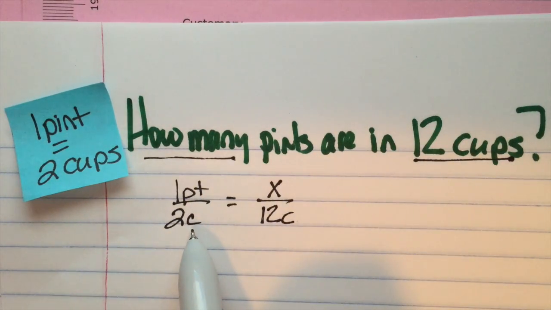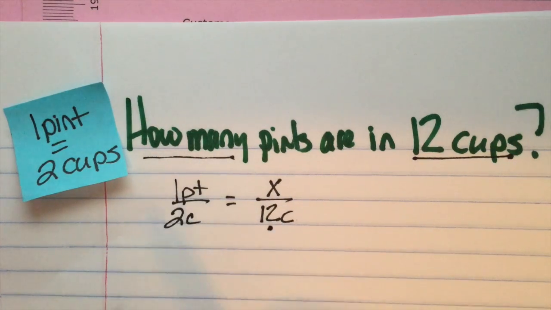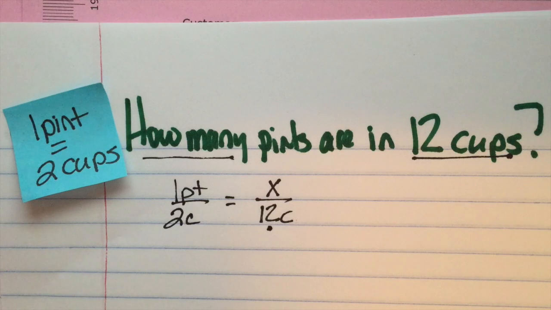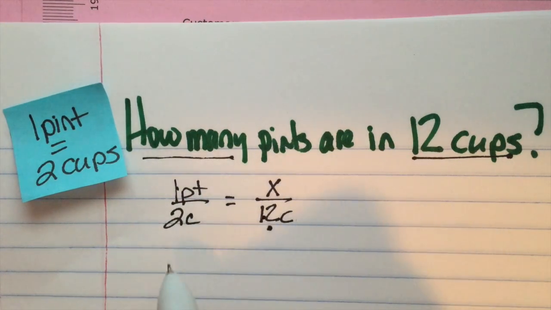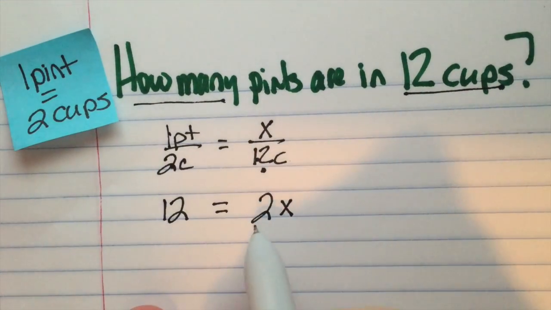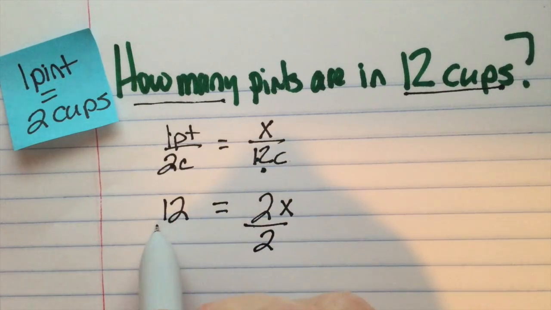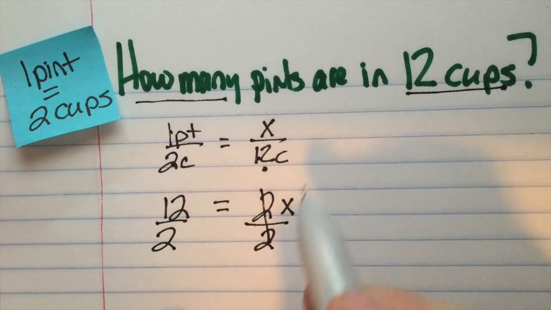1 pint is equal to 2 cups. How many pints is equal to 12 cups? This is the correct proportion. To solve this proportion, we must cross multiply. Multiply 1 times 12 to get 12. Multiply 2 times x to get 2x. Equal sign goes in between. To solve this simple equation, I must divide both sides by 2. We divide by 2 in order to isolate x.